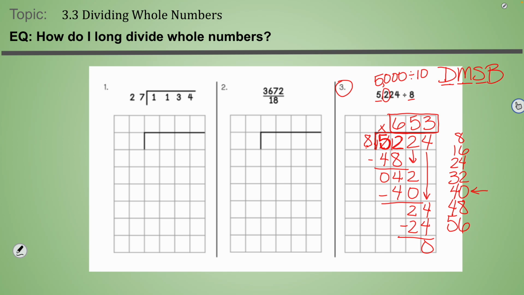Or I can leave it 8, but 5,000 divided by 8, I can't do in my head. So 5,000 divided by 10 is 500. I think, is that close to what I got, 653? Yes, good job.